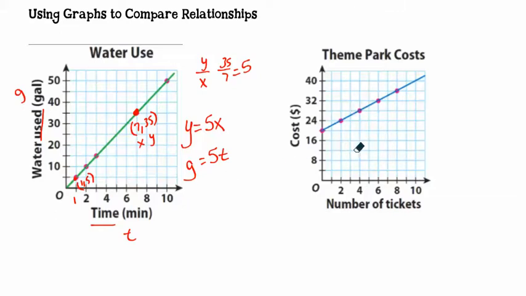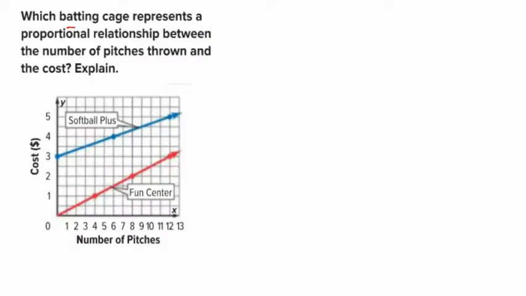All right, and then we know this one over here is not proportional because it does not start at 0, 0. Okay, it's a straight line, but doesn't start at 0, 0. All right, so let's look at now having two different relationships on the same graph. So if we're looking at this one, it says batting cages, which batting cage represents a proportional relationship, which I know that you can do.